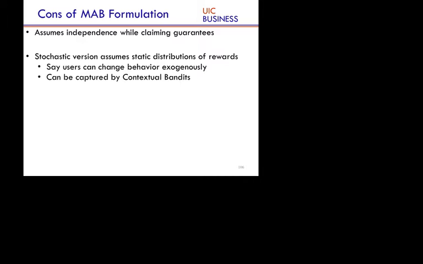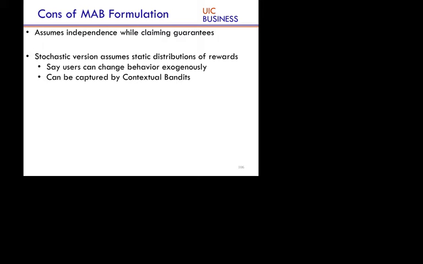The multi-armed bandit formulation assumes independence while claiming those guarantees. I was showing that the cumulative regret is going to go down to 0. While claiming that, you use an independence assumption, which may not be true. If I interact with the user in the next round, maybe there's a dependence in terms of the rewards. That's not captured here. The stochastic version assumes static distributions of rewards, in the sense that users don't change. If I show this ad today versus one year later, it's going to have the same distribution of rewards, which may not be true.